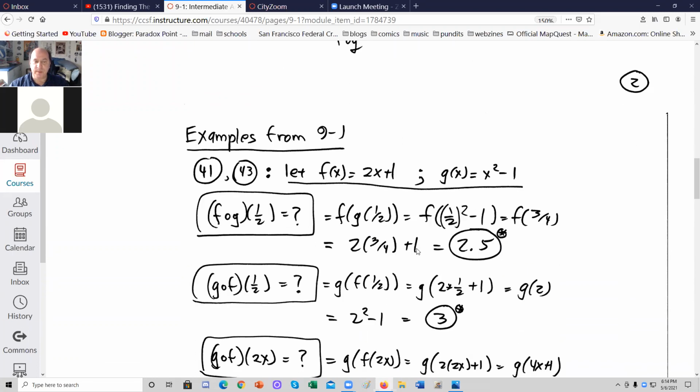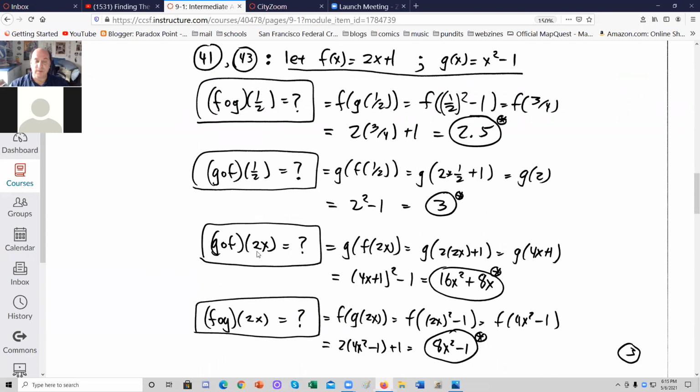So for example, let f of x be 2x plus 1 and g of x be x squared minus 1. What's f of g of a half? And what's g of f of a half? All right, this first one is f of g of a half. G of a half is a half squared minus 1, which is 3/4. F of 3/4 is, after a bit of calculation, 2.5. G of f of a half: f of a half is 2 times a half plus 1, which is 2. G at 2 is 2 squared minus 1, which is 3. Notice that f of g and g of f are not the same. This is called non-commutativity. The order of operations counts.